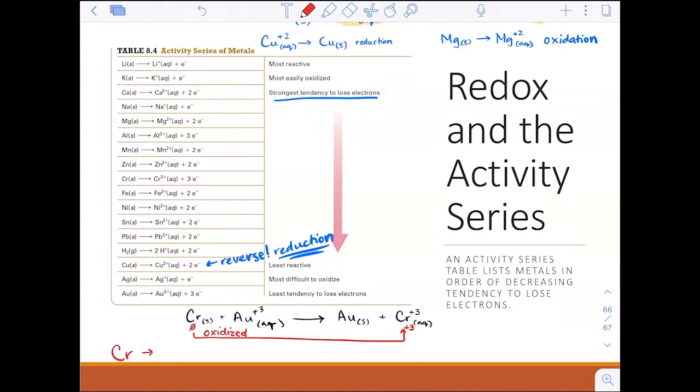So Cr going to Cr +3 should be high up on this hierarchy. Gold +3 going to gold solid is reduced because a +3 going to a 0 oxidation state is gaining more electrons. Au +3 yields Au. What we should see is that this half reaction comes first. We want chromium to be more reactive in oxidation than gold. And what we see is yes, it is. This reaction is likely to occur.